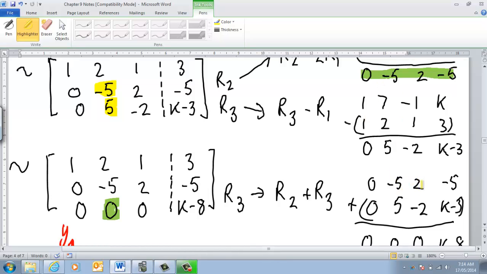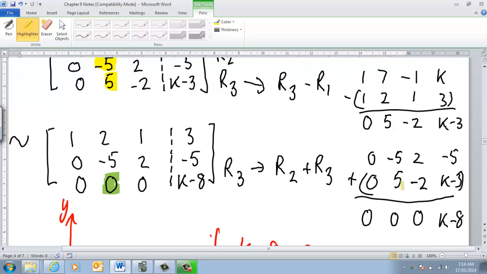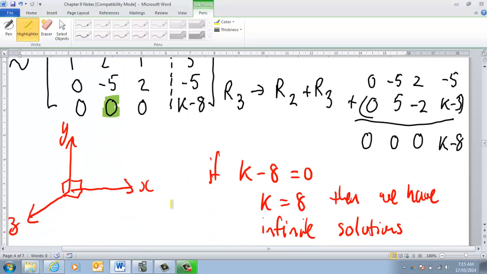So obviously what we're doing here is we've got that. When you add those two rows together, you get -5 and 5, and 2 and -2, both giving you 0, and then you've got k take 3 take 5. It's going to be k take 8. So this is my new row here. Now this is actually quite interesting in terms of how we solve that. The first thing you would have to say is 0, 0, 0 equal to negative k equal to 8.